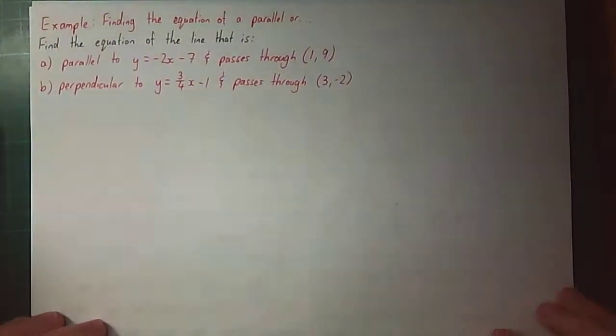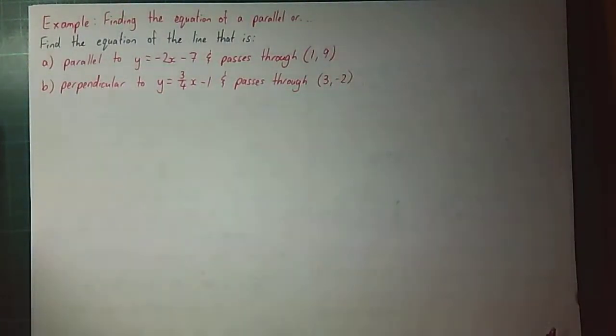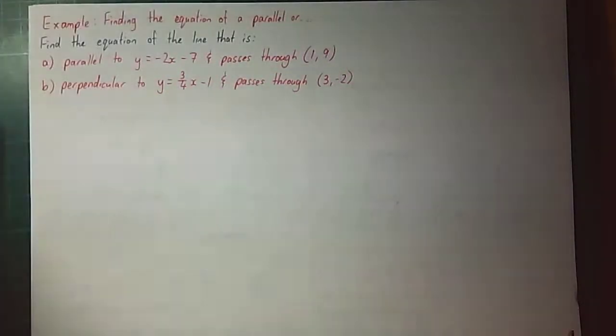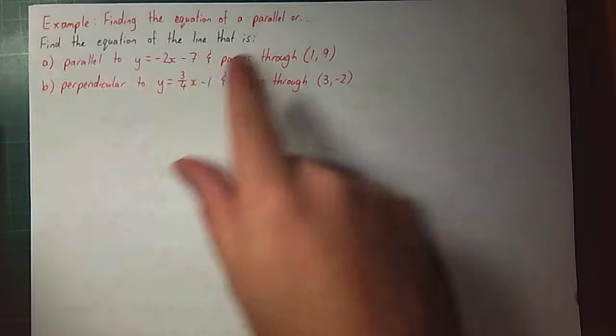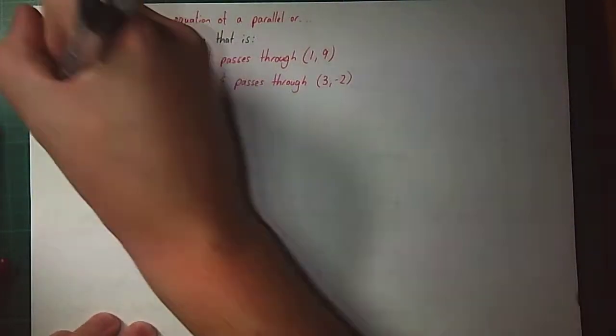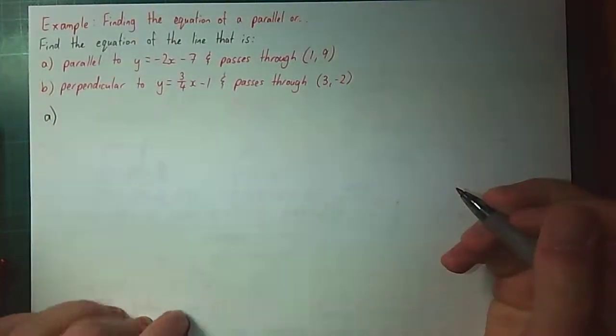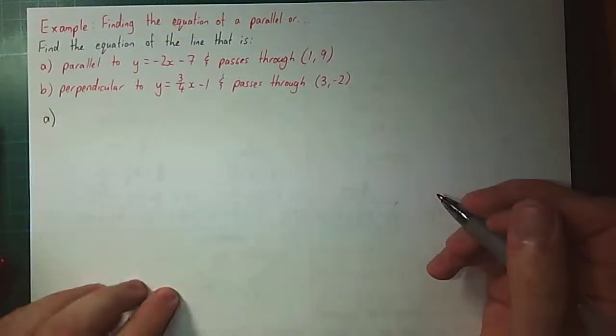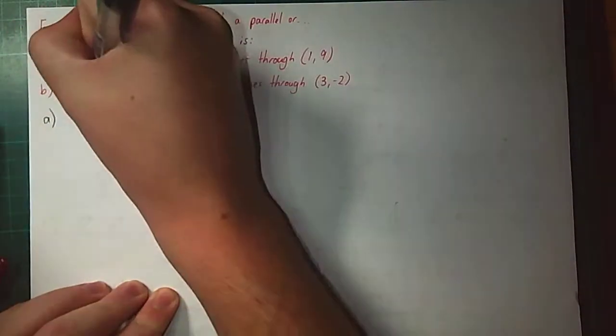The final example we're going to do is finding the equation of a parallel line. Okay, so when we're working with these, we need to look at, first of all, the question: find the equation of the line that is parallel to y equals negative 2x minus 7 and passes through 1, 9. Okay, so for A, we can see that we want to have an equation of a line. So equation of a line, we're going to stick with y equals mx plus b.